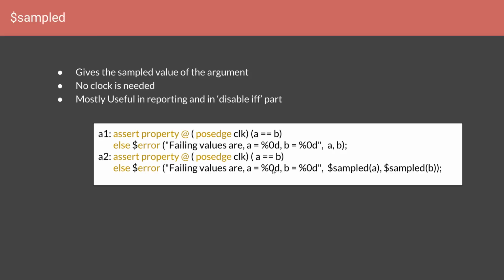So this is one use case, and another use case in concurrent assertions is using it in the disable iff and only in the disable iff part of the concurrent assertion. Also, you could use this $sampled function in immediate assertions, as immediate assertions are not operating on the sampled value of the signals.